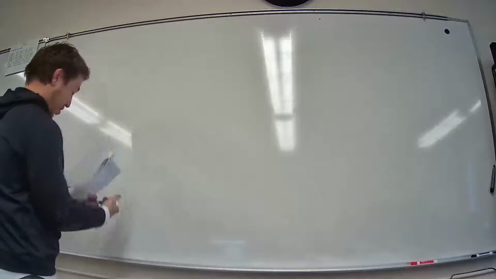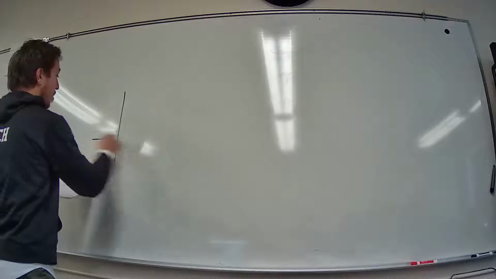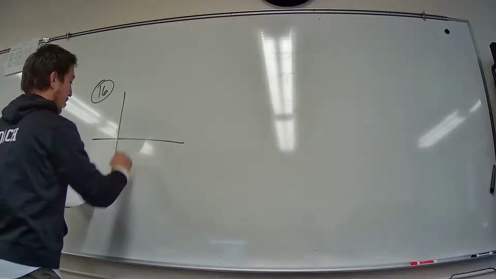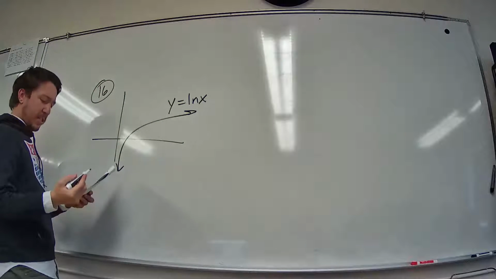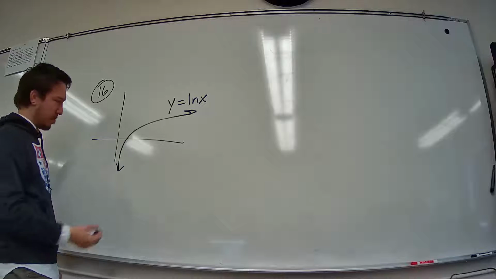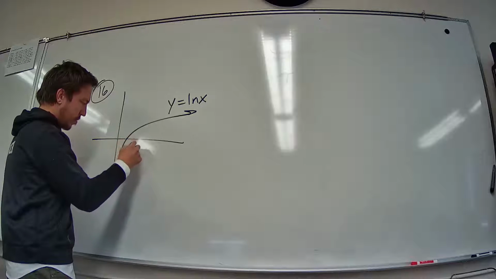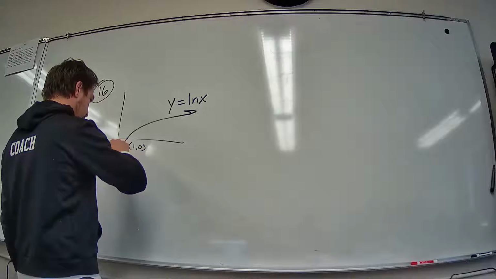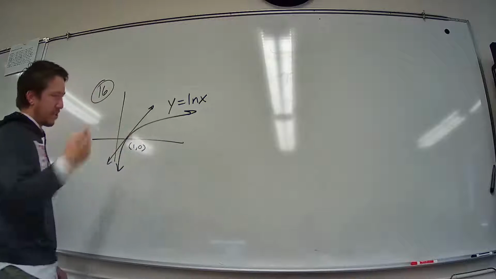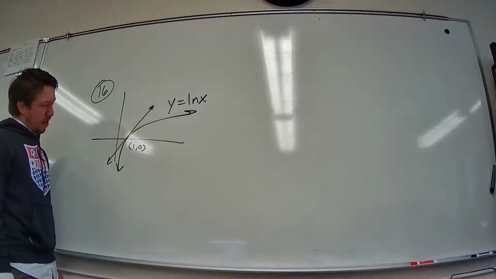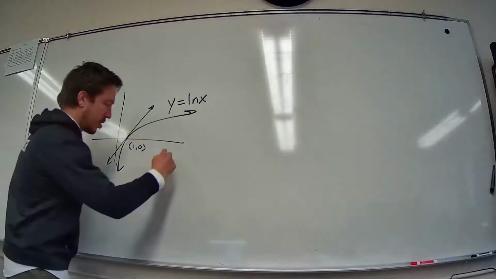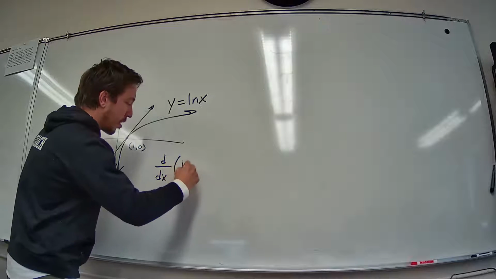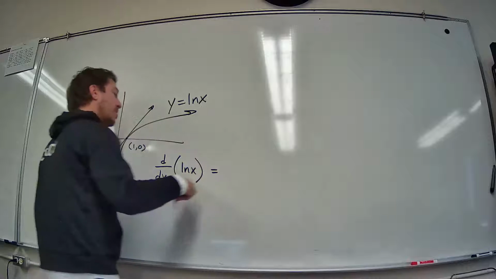For 16, it says, suppose you have this graph, y equals log of x. What's the equation of the tangent line at the x-intercept? Where's the x-intercept? 1, 0. Okay, so the procedure, it's a rough sketch, would be, well, what's the derivative of that function at that point? I would take the derivative of the log function. What's the derivative of the log function?